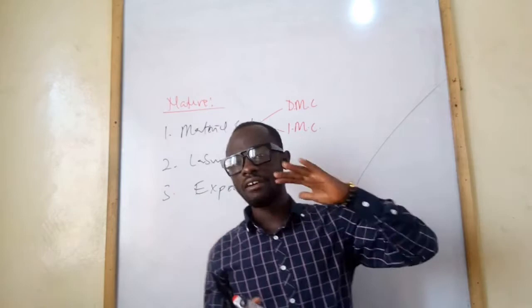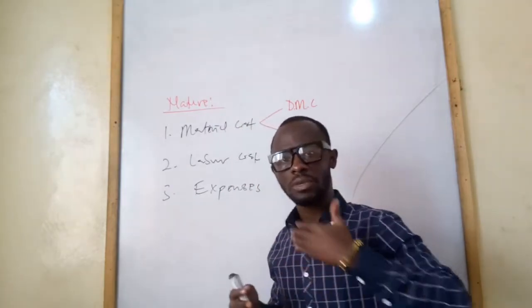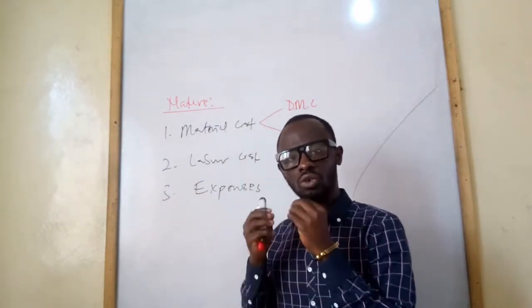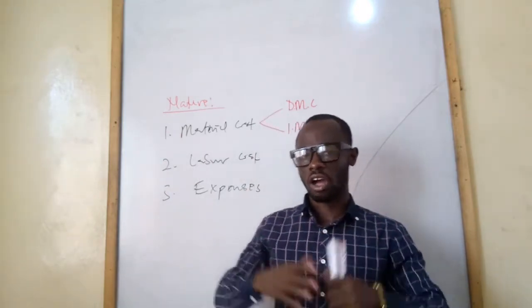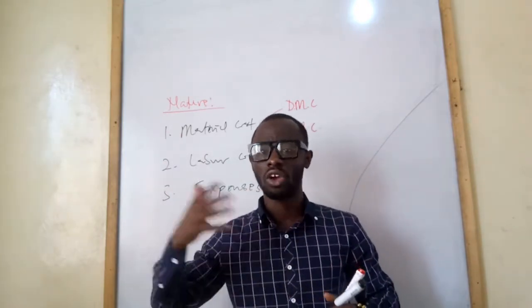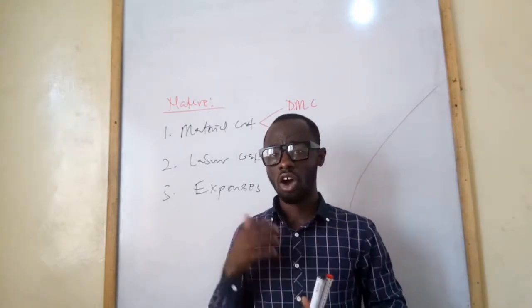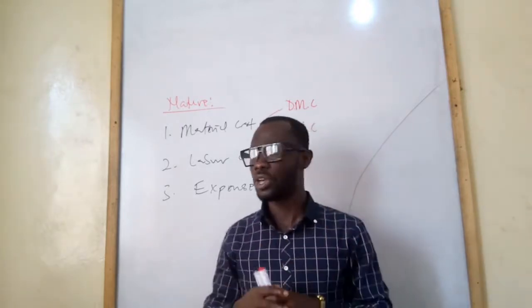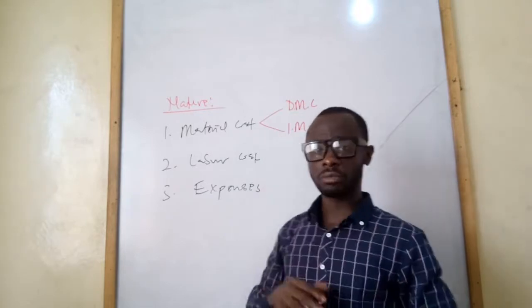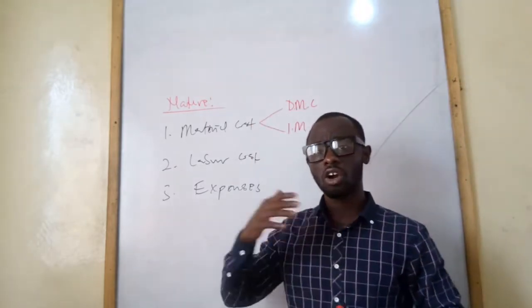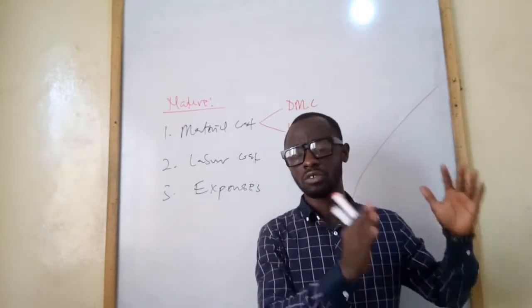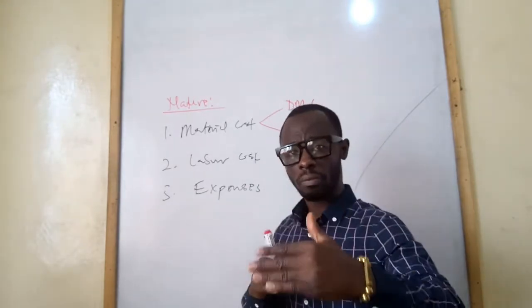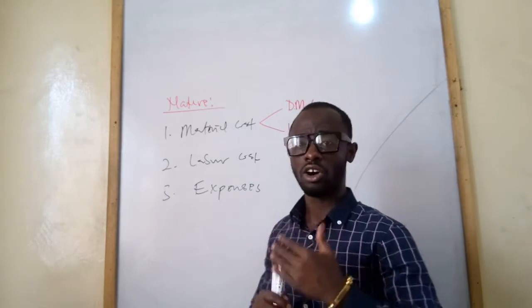Usually, a direct cost is simply a cost that can be traced or allocated to a particular cost center or cost unit. But indirect costs are costs that cannot be traced or allocated to a particular cost center or cost unit. So if we are talking about direct material costs, we are talking about the cost of the raw materials, the cost of the consumables that are used in the production of goods and services that can be traced to a particular cost center or cost unit.